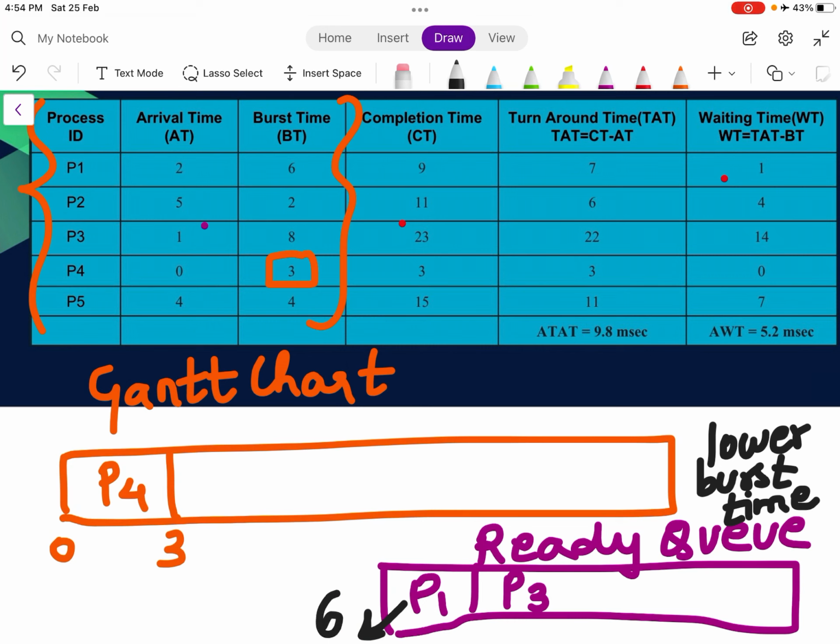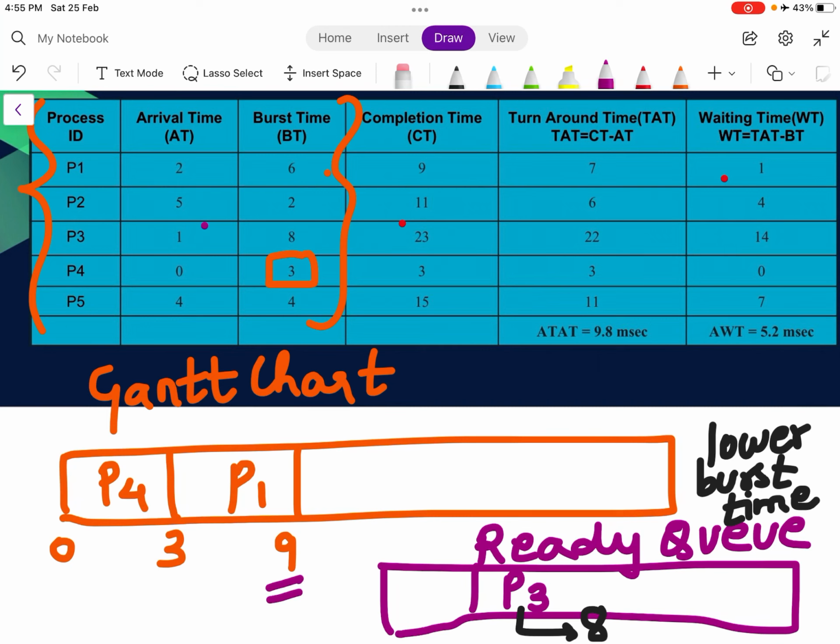P1 burst time is 6. P3 burst time is 8. So which one is allocated? You have P1 which is allocated to the CPU. P1 takes 6. So 3 plus 6 is 9. After that, now you have 9. Now which all processes will arrive? So execution of P1 is done. P1 will leave the ready queue.